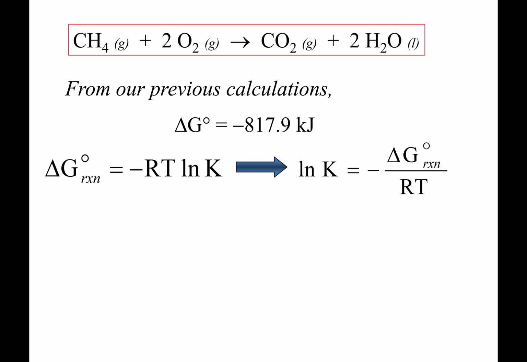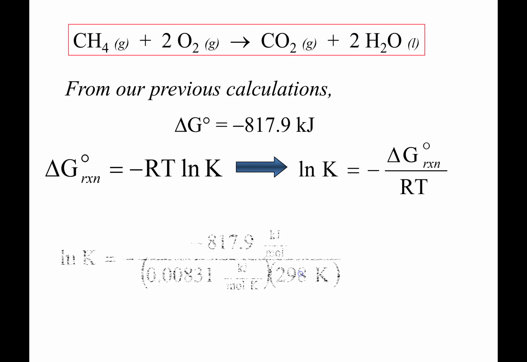So let's go ahead and plug in the numbers then. That looks like this. The natural log of K is equal to negative 817.9 kilojoules per mole divided by the R value of 0.00831, units of R, kilojoules per mole Kelvin. Also in the denominator is the Kelvin temperature, 298 Kelvin.